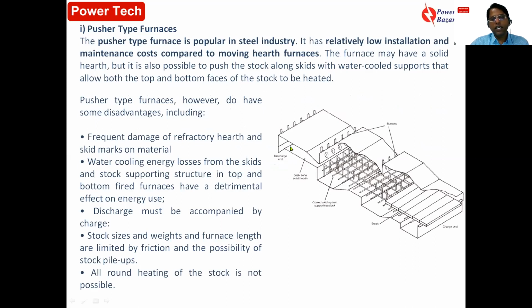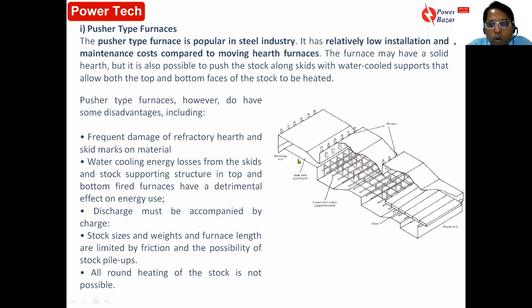Now, this is a discharging end, this is a charging end. Burners are placed here. Now, there is also a burner. In case of the burner end, the height is high. Away from the burner, the height of the furnace is low. So, there is a tapering of the furnace depending upon the position of the burners.